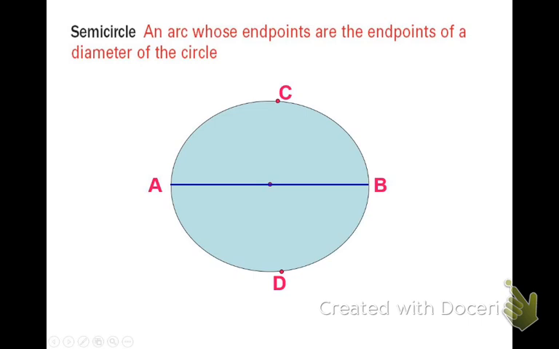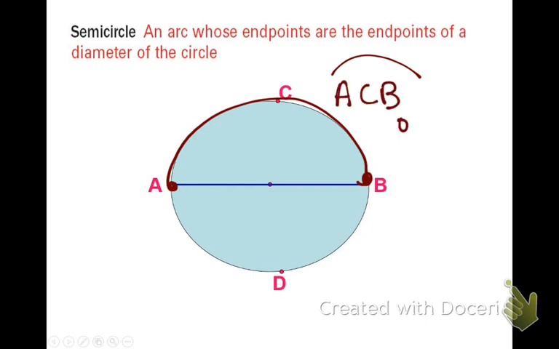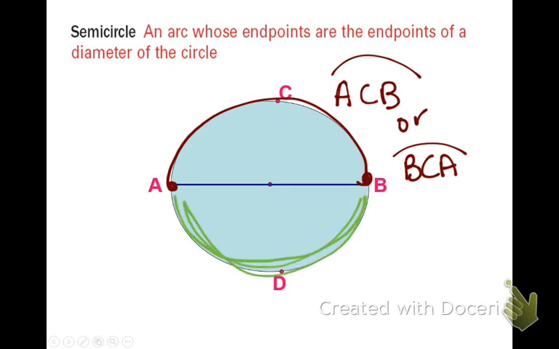All right, we're going to name the top of the circle. I'm going to highlight it. It's a red. You still name it with 3 letters. So what 3 letters would we use? ACB. What could we also name it? BCA. And then if I wanted to name the bottom of the circle, this would be ADB, or it would be BDA.